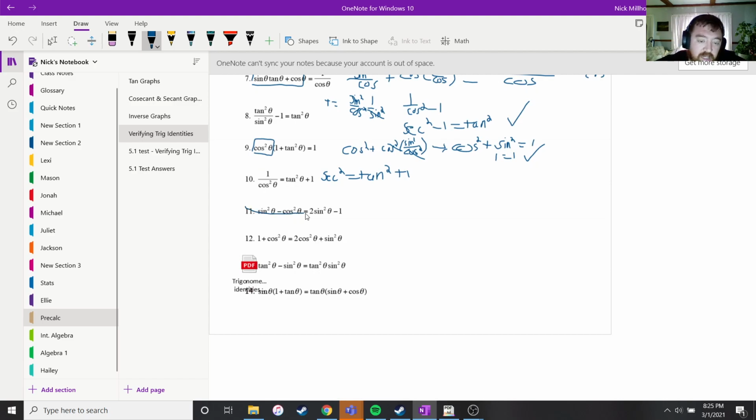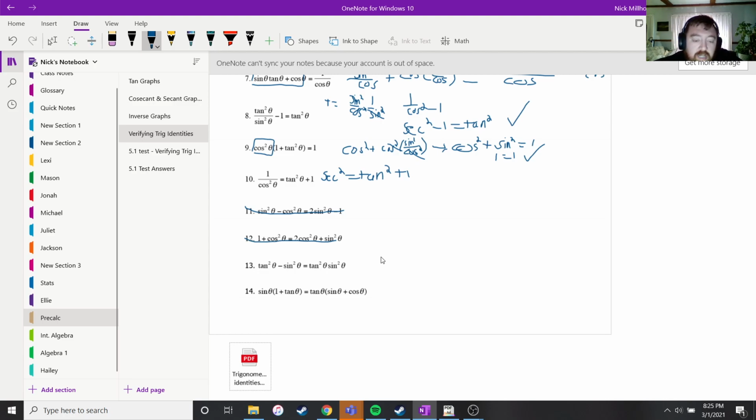This is a double angle. You'll get into that in the next little bit. 1 plus cosine squared. This is double angle. So now you have tan squared minus sine squared is equal to tan squared times sine squared.